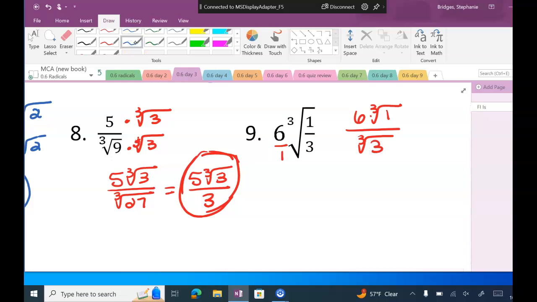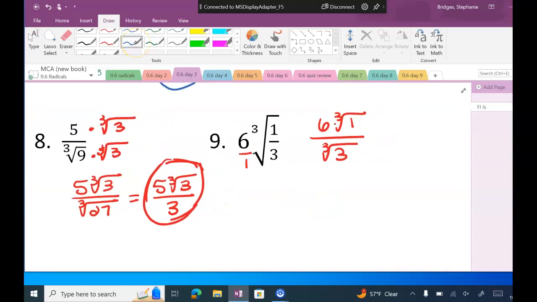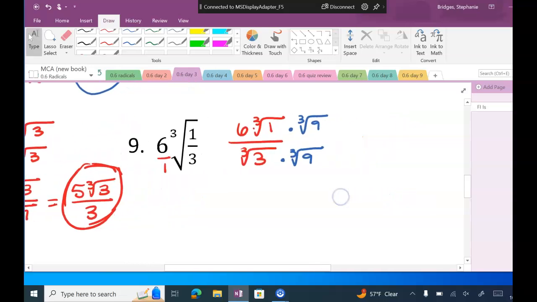Again, I need to turn it to a perfect cube, so I'm going to my cube list. Can I multiply 3 by anything to turn it to 8? Can I multiply 3 by anything to turn it to 27? 9. Okay. So we're going to multiply the top and the bottom by the cube root of 9. That 6 cannot be multiplied, so it's going to stay in the front.